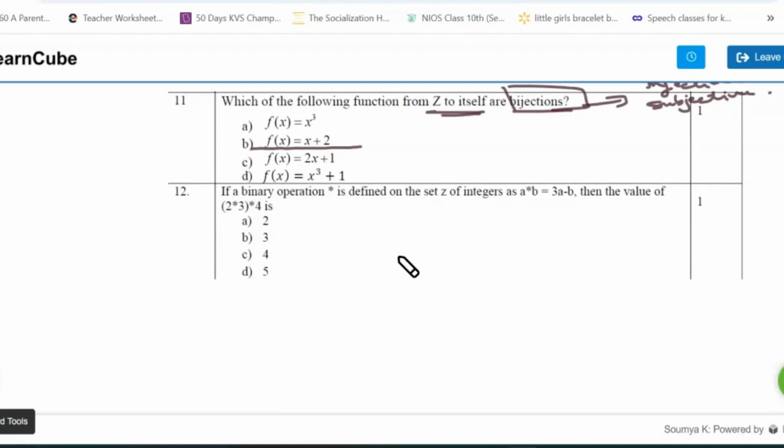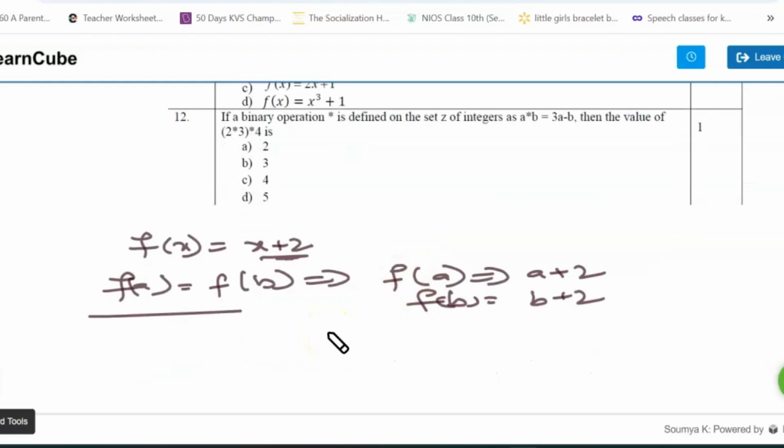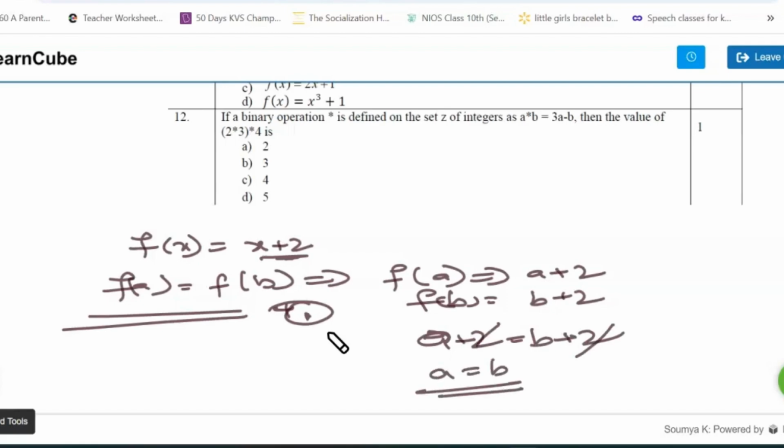To solve, first you have to say your function f of x equal to x plus 2. Consider f of a is equal to f of b. In that case, you can write f of a will be equal to a plus 2 and f of b will be equal to b plus 2. We are considering this for being injective, so both are the same. This is the equation for injective. So a plus 2 is equal to b plus 2. Now you have a is equal to b from this equation. That means it is injective. So the first condition is solved.